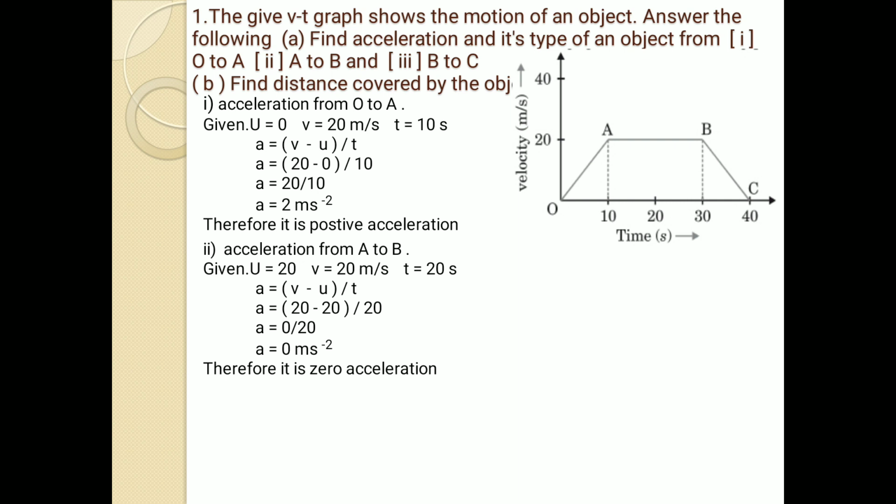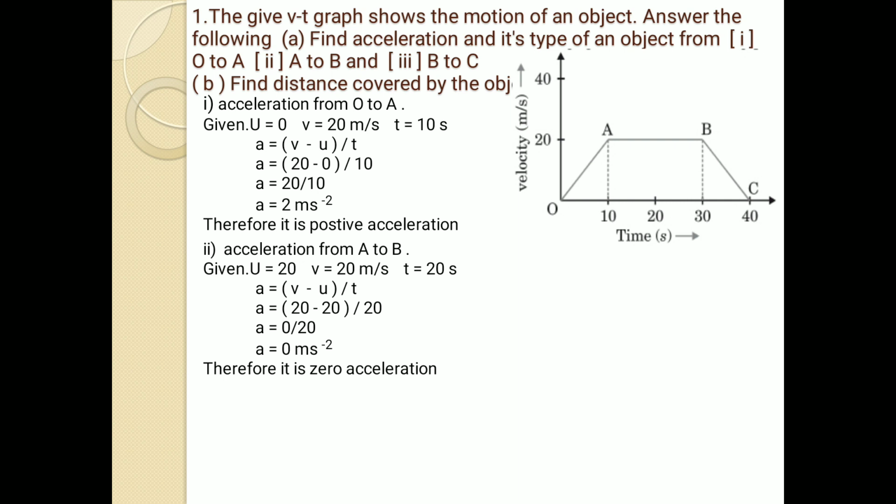Okay, is it clear? Next, same formula, a is equal to v minus u by t. Substitute all the values here, initial and final velocity. 20 minus 20 divided by 20 second. So 20 minus 20 is what? 0. So 0 divided by anything is nothing but 0 only. Already you know that. So a is equal to 0 meter per second square. So acceleration is 0 here. Why is acceleration 0? Because there is no change in velocity at all.